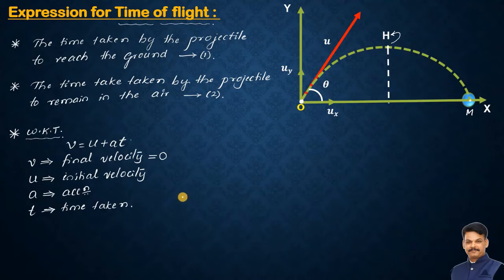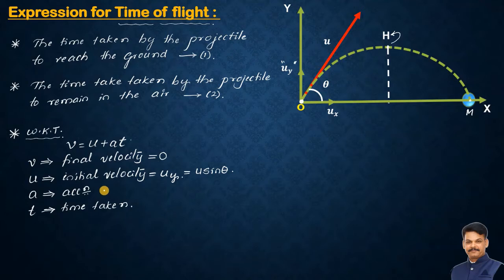Then what about the initial velocity? Yes, see, initial velocity is actually U, but as the object is reaching the height, that is, as the object is covering the vertical distance, we have to consider the vertical component of the initial velocity. What is the vertical component of the initial velocity? Yes, it is Uy. So Uy is the vertical component of the initial velocity. And we know that Uy is nothing but U sin theta.